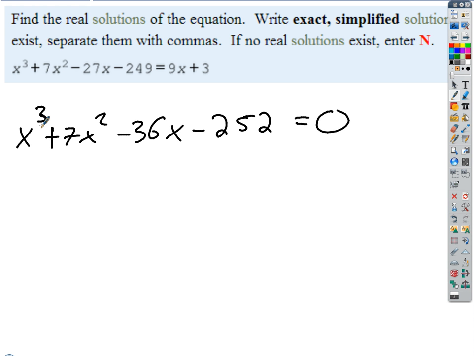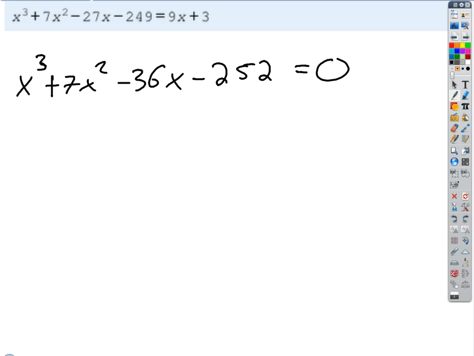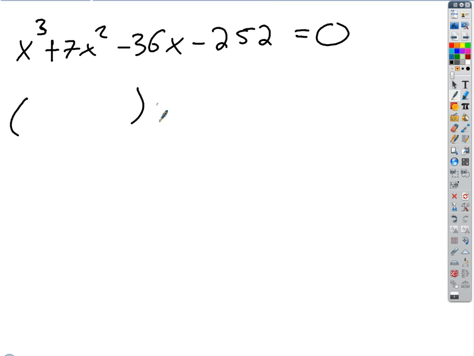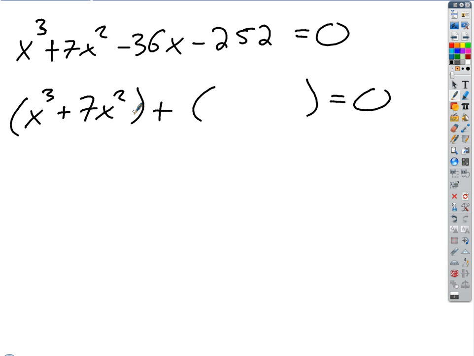Grouping, yeah. The cue to remember is that you can only group something with an even number of terms, so I can get the same number of terms in each group. This already has 4, so I can group it into 2 groups of 2, right? So we'll group this into group 1 plus group 2 equals 0. The first group is just the first 2 terms, x cubed plus 7x squared. Second group, the second 2 terms.